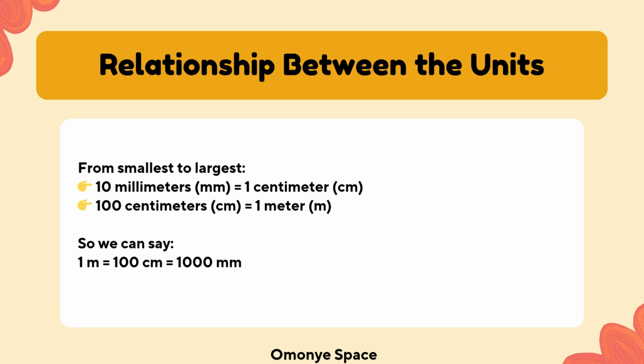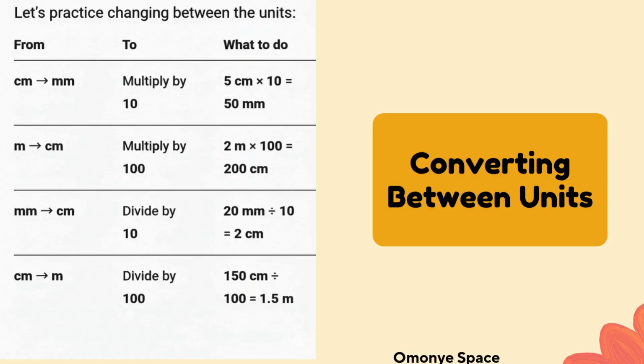Now we'll look at the relationship between the units. From smallest to largest, it is good we know that 10 millimeters is equal to 1 cm. Like we said, 10 millimeters is equal to 1 centimeter, and 100 centimeters is equal to 1 meter, like we said already. So we can say 1 meter is equal to 100 centimeters, which is equal to 1000 millimeters.